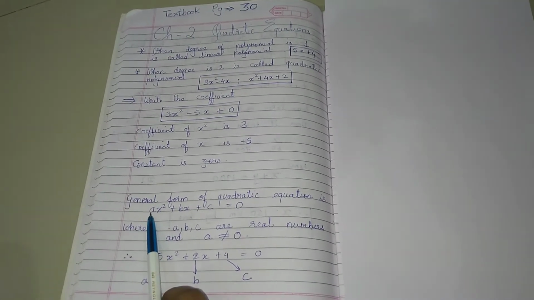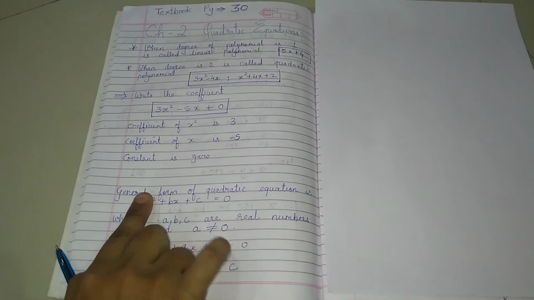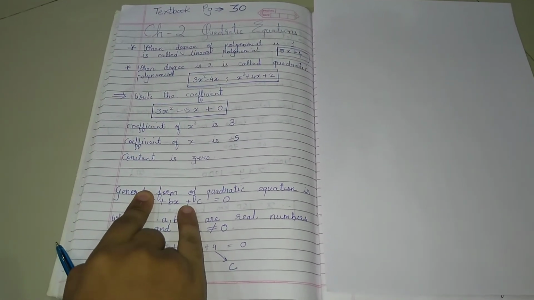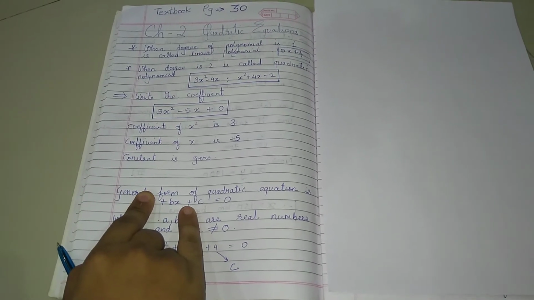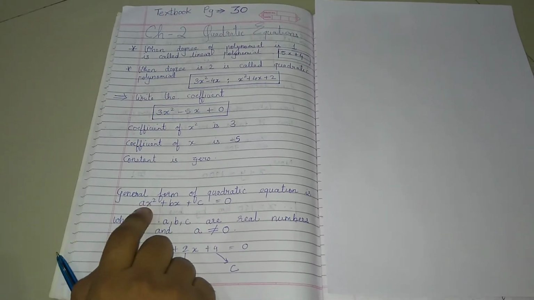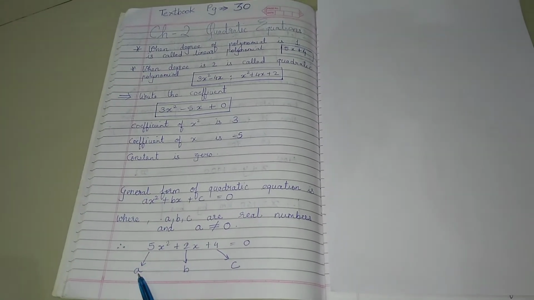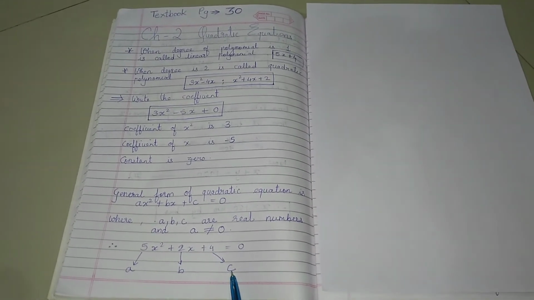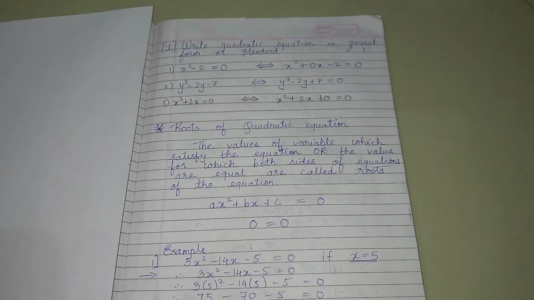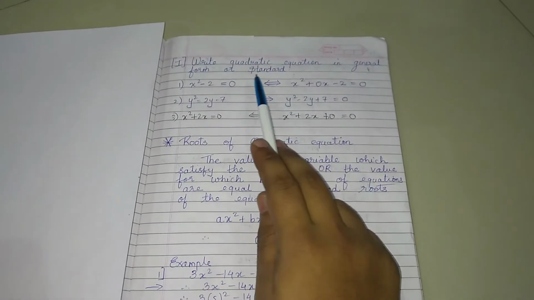Suppose a becomes 0, then this equation will be bx plus c. It will turn into a linear equation. It will not be quadratic. So this term need not be 0. So here a is 5, 2 is b, and 4 is c. Now we have to write the quadratic equation in the general form.